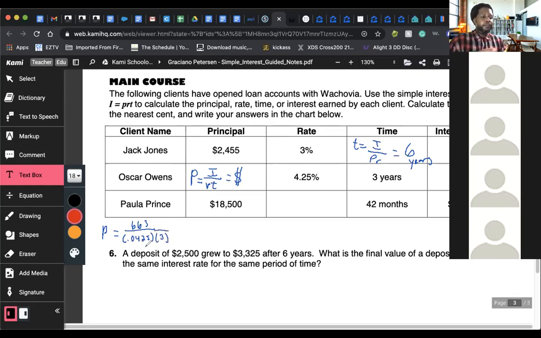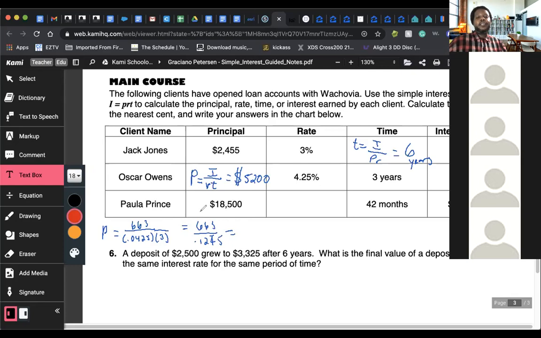Okay, so when you do 0.0425 times 3, you're going to get 0.1275. So 663 divided by 0.1275 will give you your answer of $5,200. Okay, that's how much Oscar started with. All right.